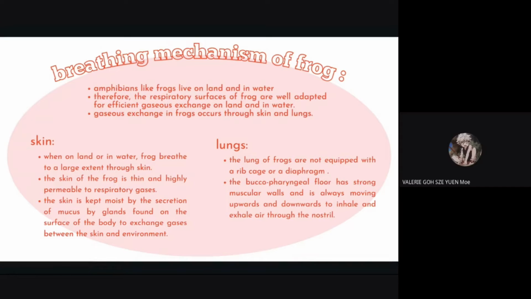And the lungs of frogs are not equipped with a rib cage or a diaphragm. The buccal-pharyngeal floor has a strong muscular wall and it is always moving outwards and downwards to inhale and exhale air through the nostril.